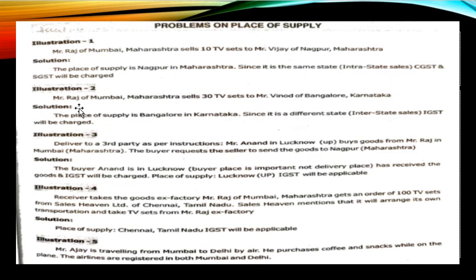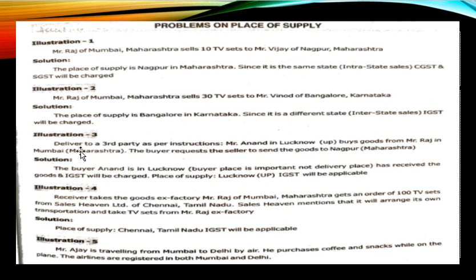Next illustration, Mr. Raj of Mumbai, Maharashtra sells 30 TV sets to Mr. Vinod of Bangalore, Karnataka. So now the place of supply is where the goods are exactly being received. It is in the place of the buyer, that is Bangalore. So the place of supply is Bangalore in Karnataka. Since it is different states, from Maharashtra to Bangalore, it is interstate sales, so IGST will be charged.